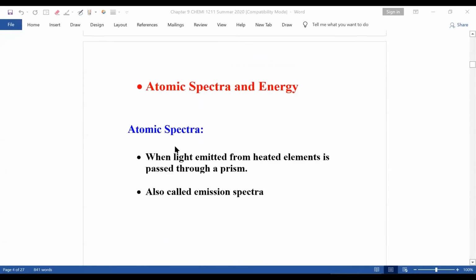Now, it turns out, back in the late 1800s, chemists found out that if you heated an element very hot in a dark room, it would give off light of a specific color. And time to go to the internet again.